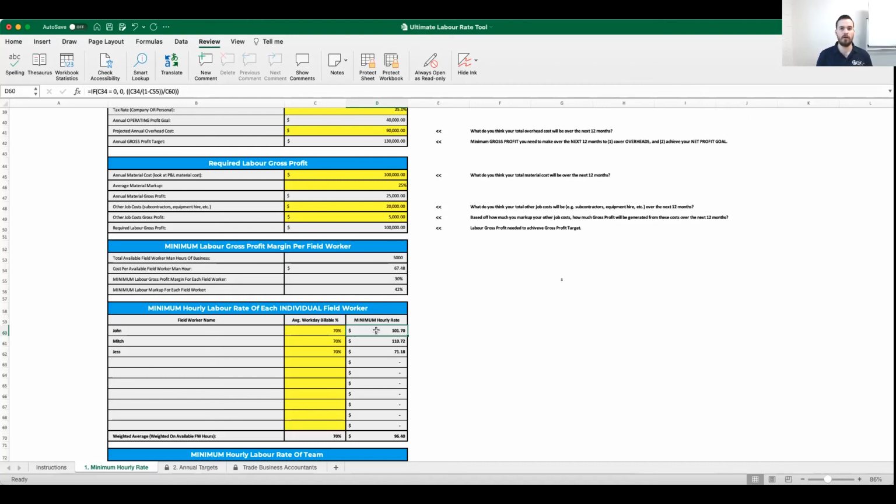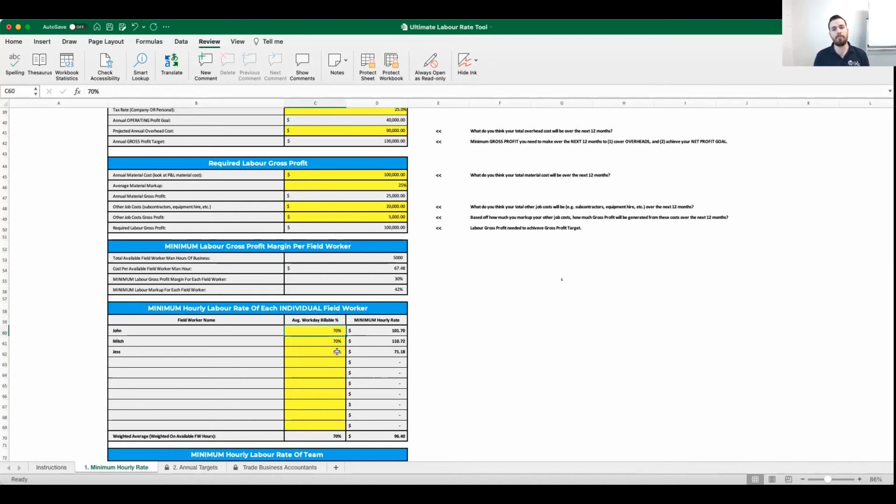Otherwise, you're going to be first and foremost eroding your net profit goal because that's going to be the first to go. Now, for Mitch, this comes out to $110. For Jess, this is $71. Now, what I was saying before, let's assume the 70% is their actual billable time, or billable percentage, sorry.